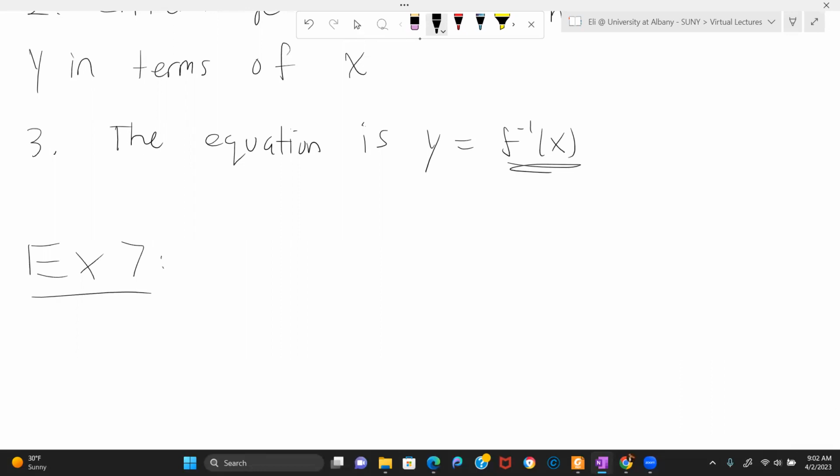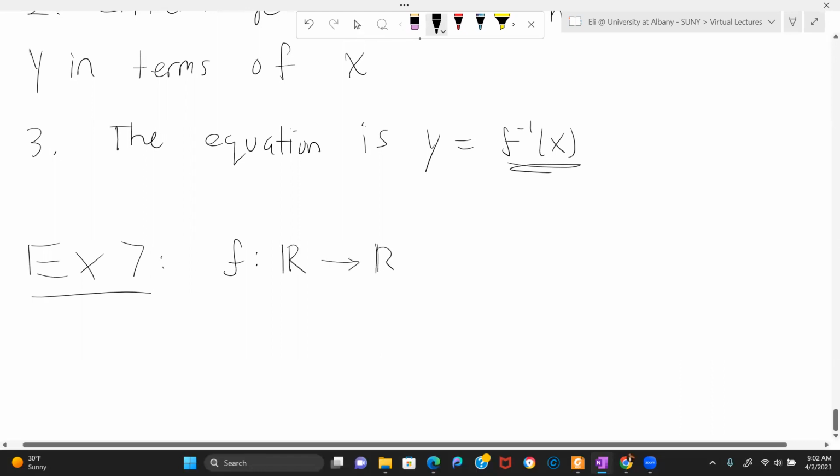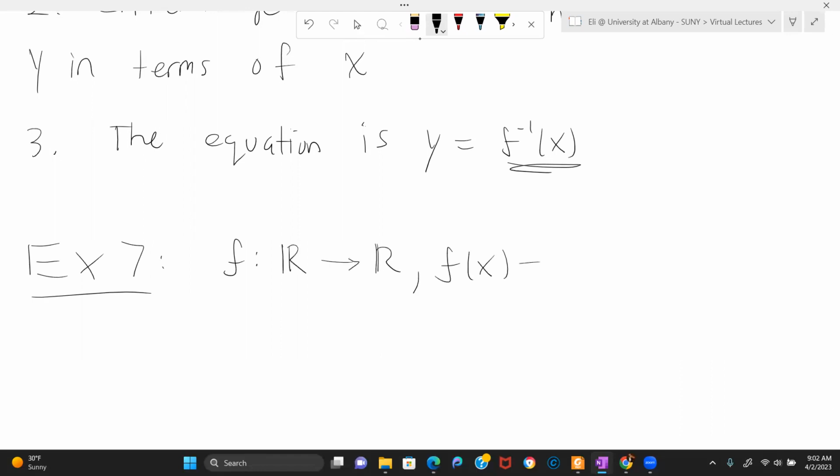Let's see how we use these three steps to find the inverse. So suppose I give you f is a function from R to R, and this is going to be f of x is equal to 3x minus 2. So this is a line, a non-horizontal line. If you plot it, it implies that f is injective, right?